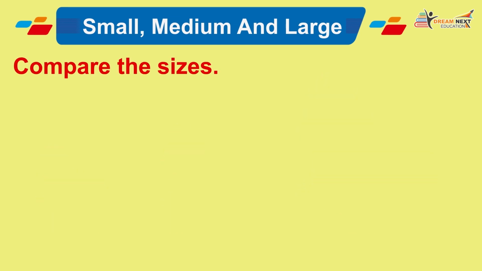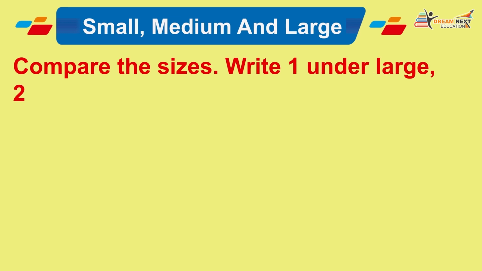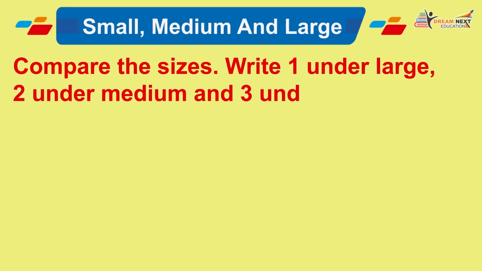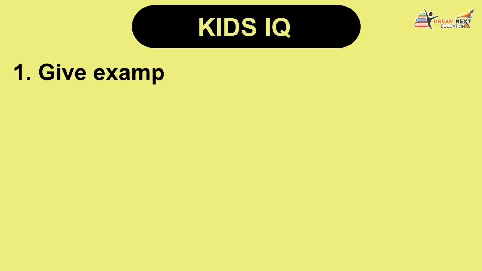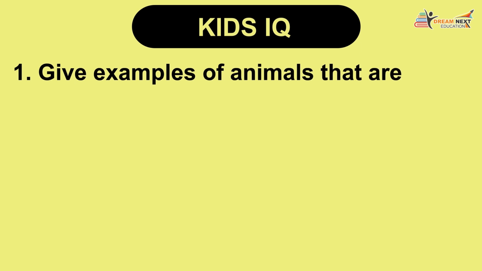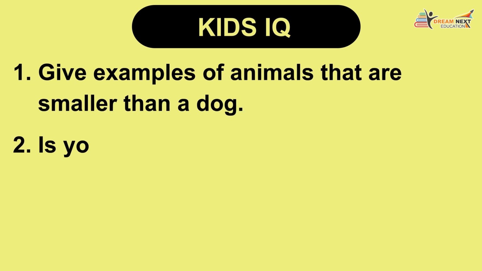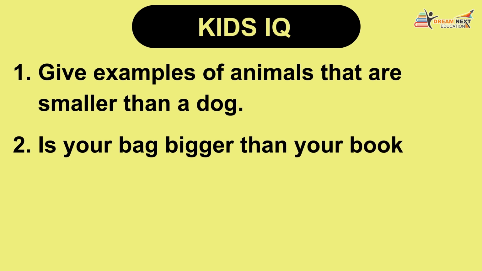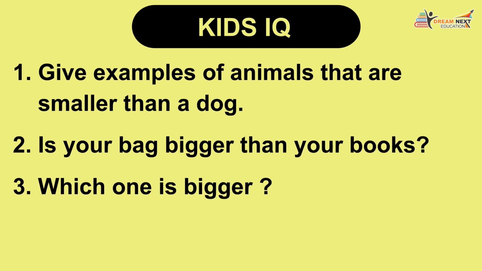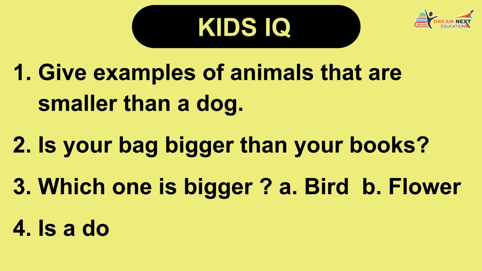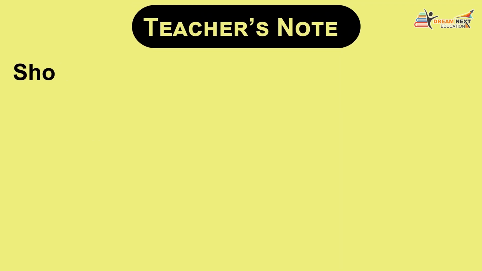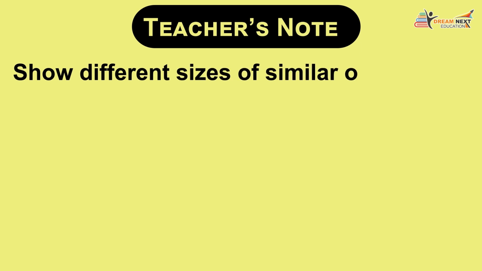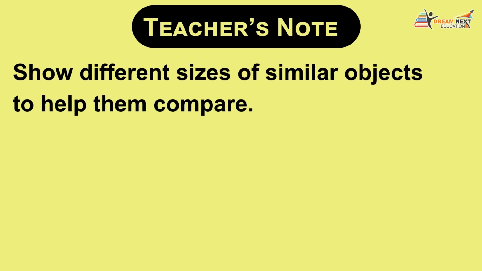Compare the sizes. Write 1 under large, 2 under medium and 3 under small size objects. Kids IQ. 1. Give example of animals that are smaller than a dog. 2. Is your bag bigger than your books? 3. Which one is bigger, bird or flower? 4. Is a dot bigger than a circle? Teacher's note. Show different sizes of similar objects to help them compare.